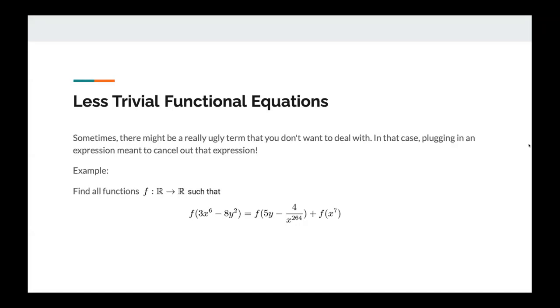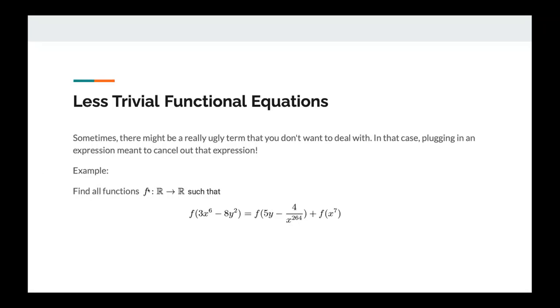Another technique when trying to plug in random values is that if convenient values don't work, you might want to plug in an expression that can cancel out other terms. For example, if one of the terms is very ugly and you don't want to deal with it, you can try to plug in y in terms of x to cancel that term out with something else. If you are able to do that, you would be left with a much simpler functional equation, and you could potentially solve that easily. So here's the example problem.